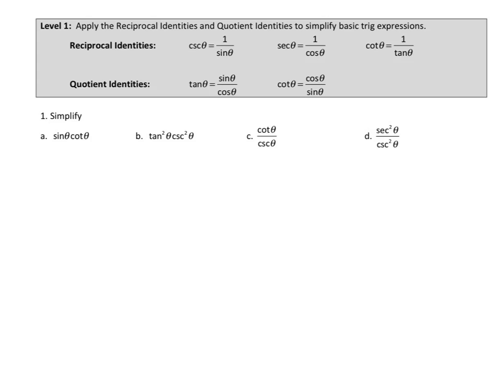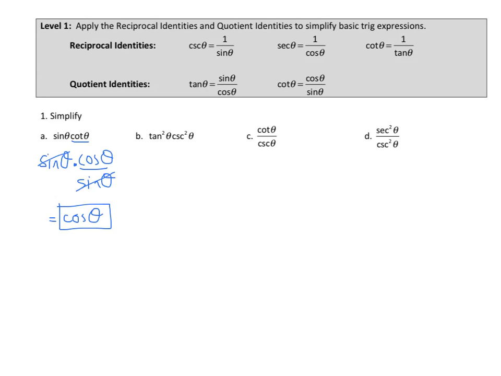So, to simplify a trig expression, looking at our first example, we can rewrite cotangent theta as cosine theta over sine theta. So to simplify this expression, I get sine theta times cosine theta over sine theta. And my sine thetas cancel. So I just end up with cosine theta.